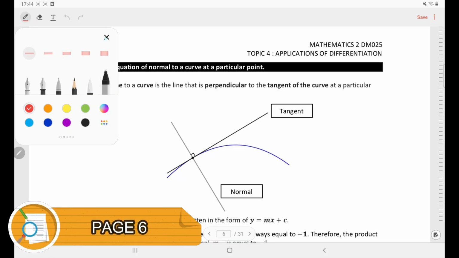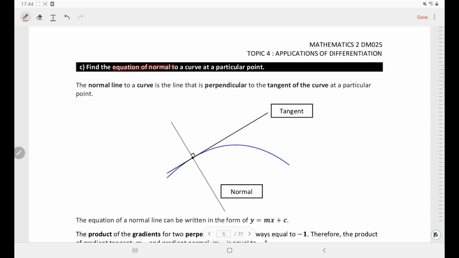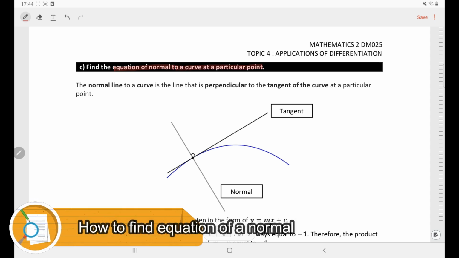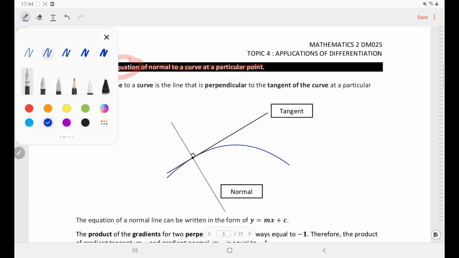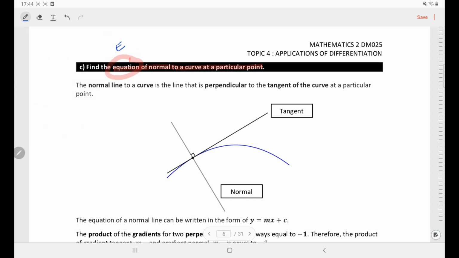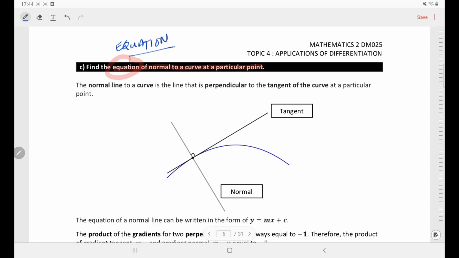Proceed to the third LO. Okay, dia nak cari equation of a normal to a curve at a particular point. Again, dia nak mencari persamaan. So, kat sini dia guna perkataan equation. Okay, bermaksud kita nak mencari persamaan of a normal. But first thing first, you need to know what does it mean by normal line.